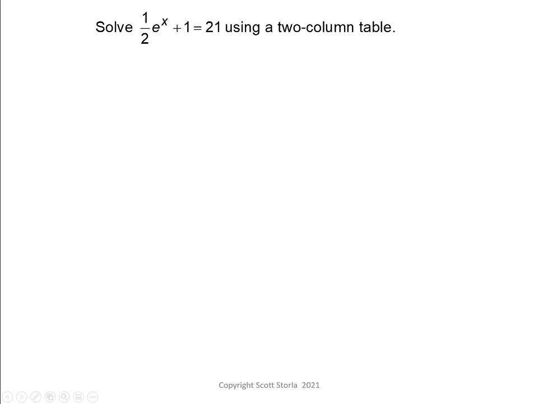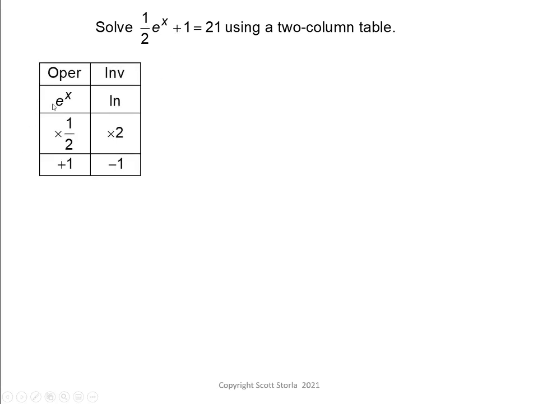How about here? Again, there's three operators, and if x was a number, we would find e to the x first, we'd multiply by a half second, and we'd add third. So that's going to be my left column. In the right column, I'll write my inverses.